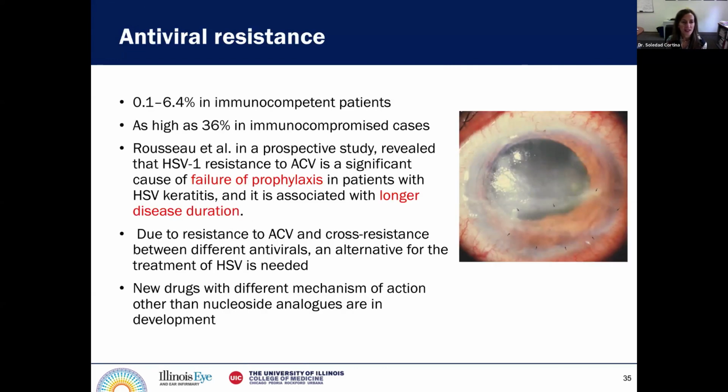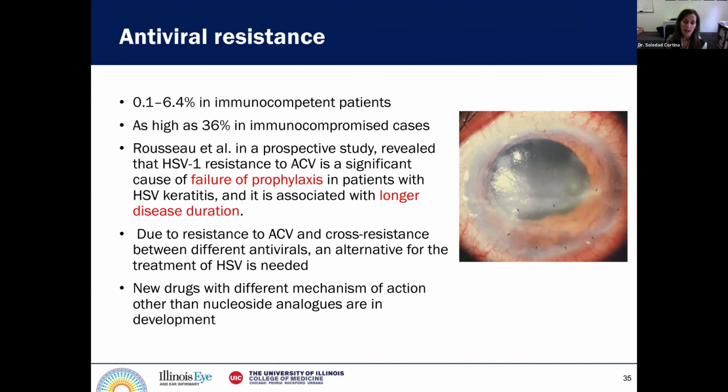What about antiviral resistance? Does this exist? Well, actually, it happens relatively rarely in immunocompetent patients. It's more a problem for immunocompromised patients, in which it could be as high as 36%. Russo's prospective study revealed that herpes virus 1 resistance to acyclovir is a significant cause of failure of prophylaxis in patients with HSV keratitis, and that it is associated with longer disease duration.